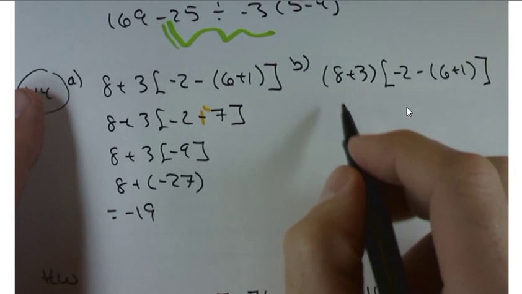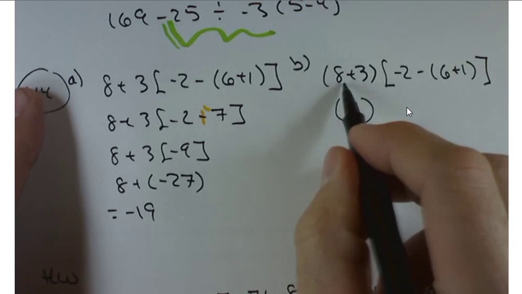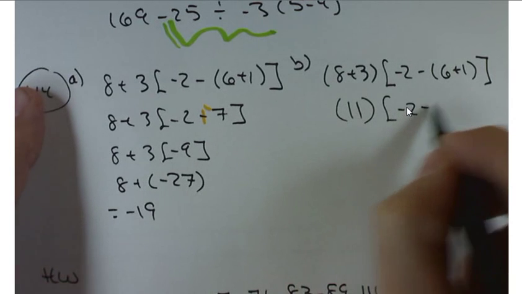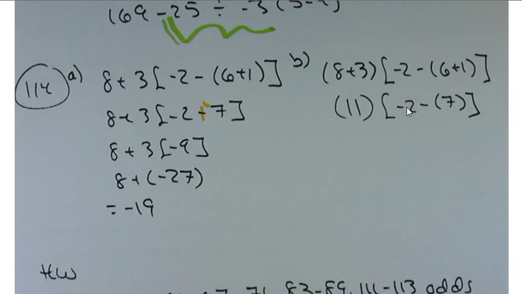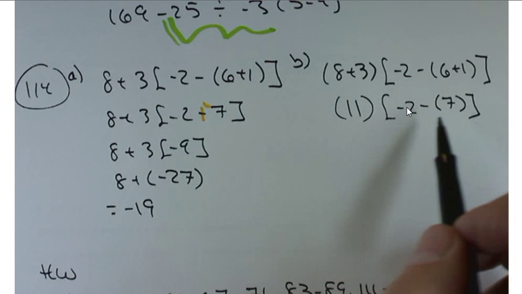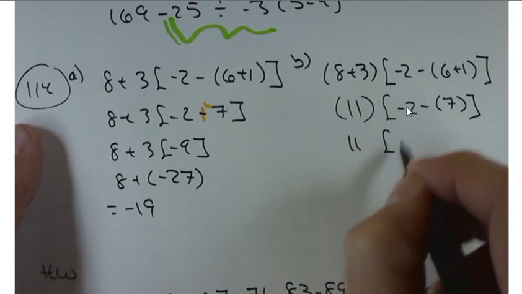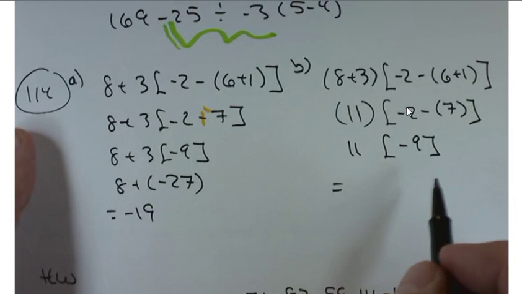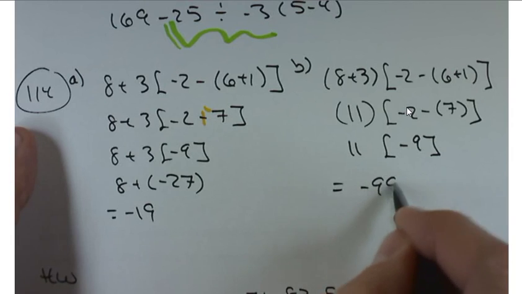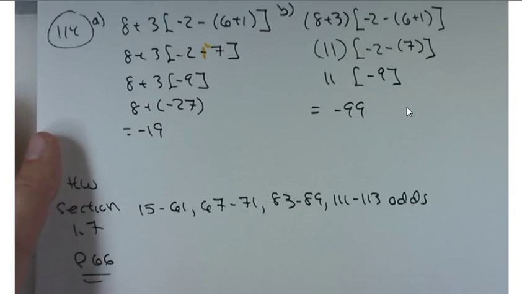For part B, let's simplify things like this. We'll start out with the parentheses here and the parentheses here. So 11 times this quantity. We have to figure out what this is. Well, we just finished that, so that's going to be 11 times negative 9. What's the product here? Negative 99. All right, that's a wrap.